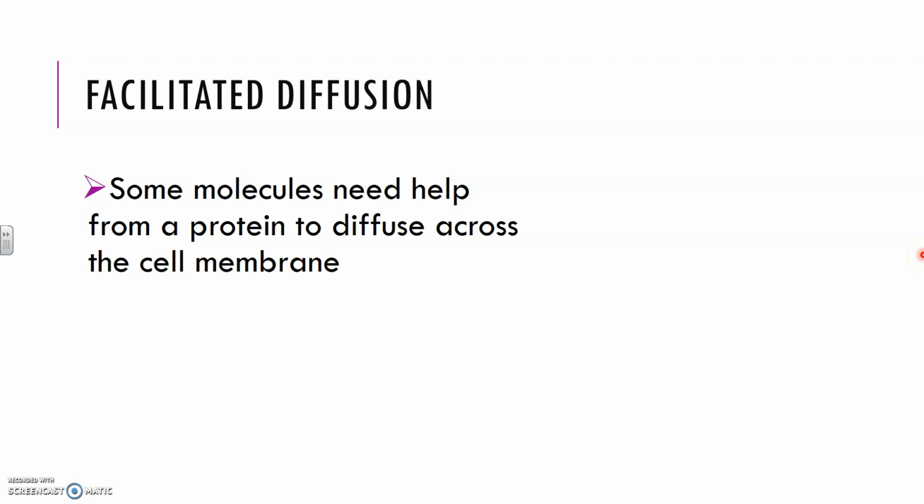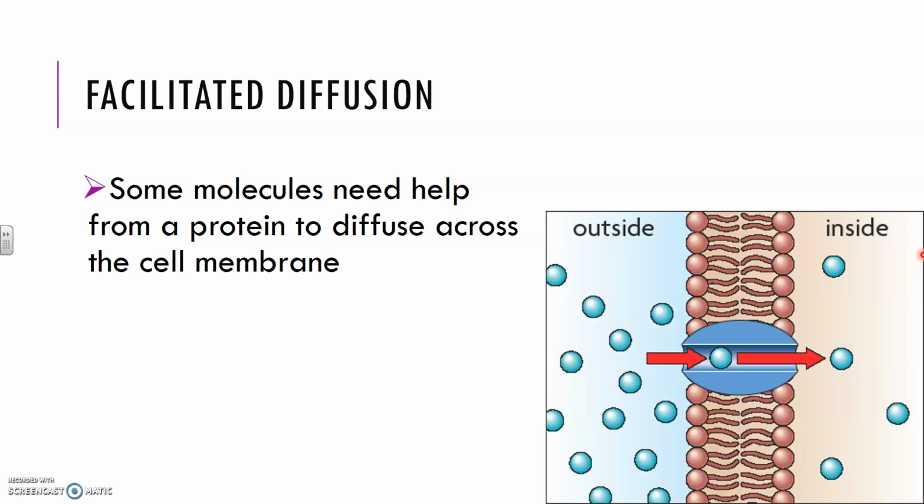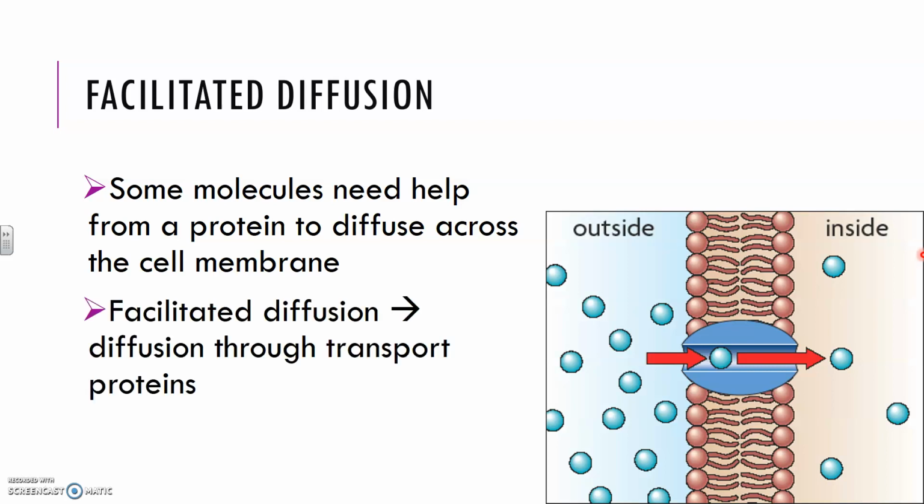So we've talked about passive diffusion, which allows molecules to cross the membrane really without help. They don't need any energy, they don't need any assistance, they just go. You also have something called facilitated diffusion. So facilitated basically means that these molecules are going to get some kind of help from a protein. These proteins are generally called channel proteins, or transport proteins. So facilitated diffusion is diffusion that goes through a transport protein or through a channel.